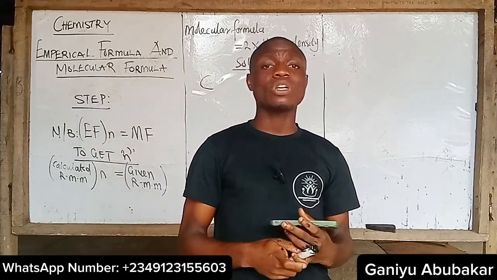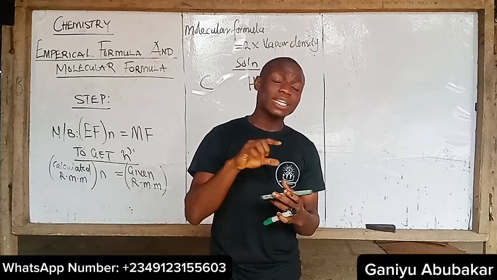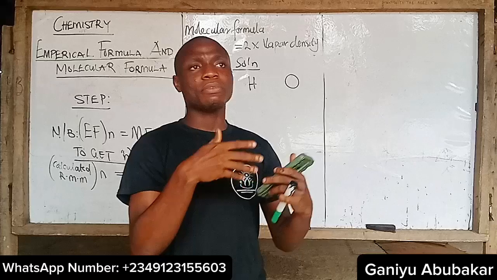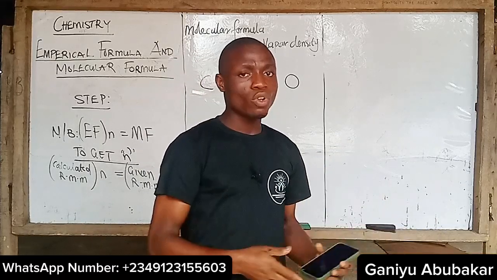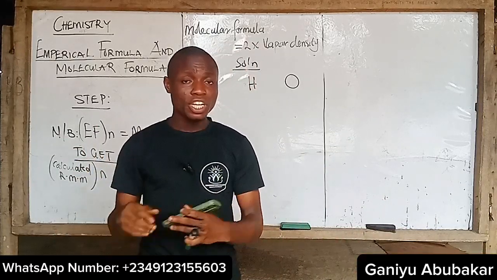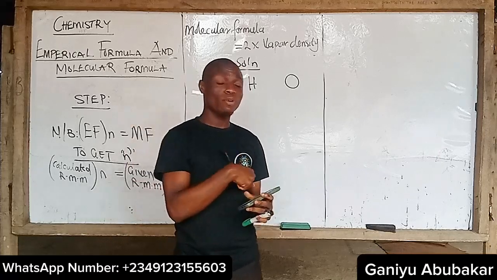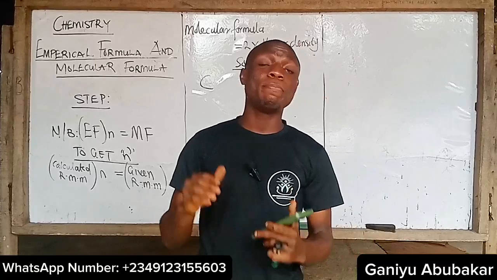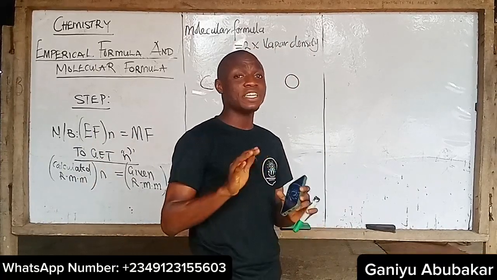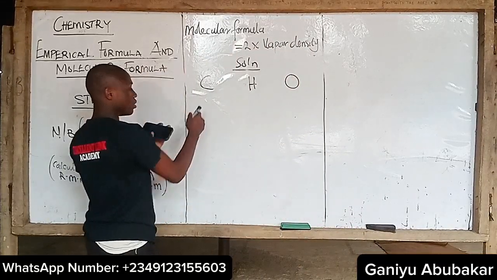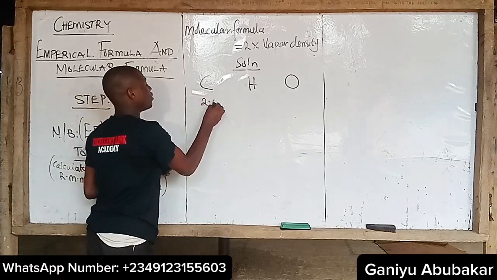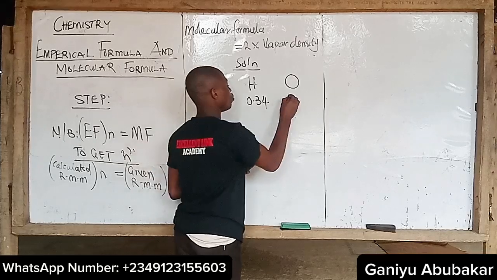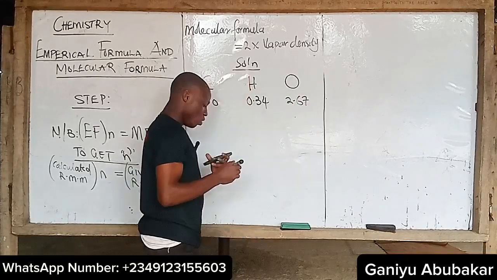All right, the next task is what? I'll divide. Look at the steps I gave you. The second step is that you divide each gram of the masses of the elements or their percentage composition. In this case here, I'm given the gram of carbon, gram of hydrogen, and gram of oxygen. In some cases, they might give you the percentage composition. But in this case here, I'm given the gram. So the gram for carbon is given as 2.0, here is given as 0.34, and here is 2.67 gram.